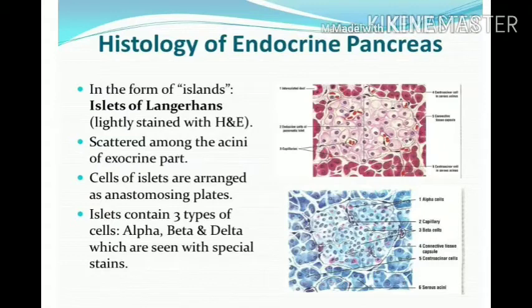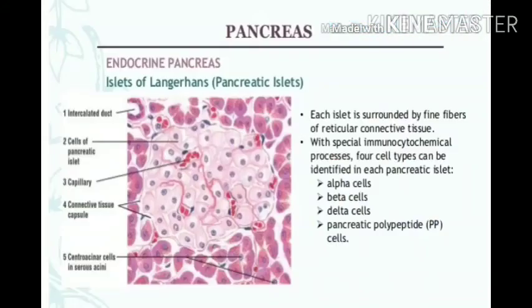This slide shows you a clear and close view of how the cells are arranged in islets of Langerhans. Okay, so let's have a look at what are the different types of cells that are found in islets of Langerhans. There are basically 4 main cell types that you can see, which are named A or alpha cells, B or beta cells, D or delta cells, and PP cells, which are nothing but pancreatic polypeptide cells.